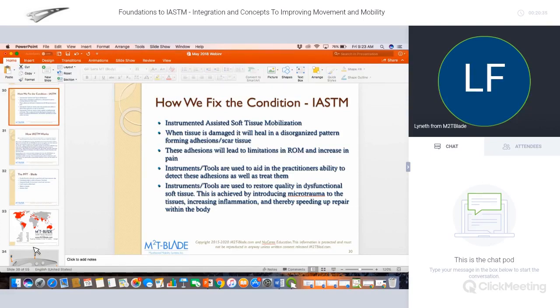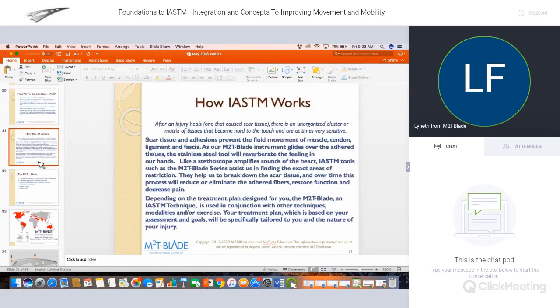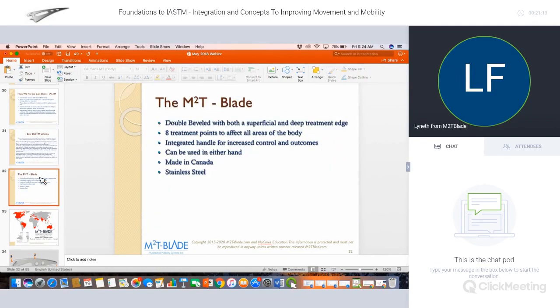These instruments and tools are used to aid practitioners' ability to detect these adhesions as well as treat them. So with the instrument, we actually use it as an assessment tool and a treatment tool. So how does it actually work? Scar tissue adhesions prevent the fluid movement of muscle, tendon, ligament, and fascia. As the M2T-Blade instrument glides over the adhered tissues, the stainless steel tool will reverberate the feeling in our hands, like a stethoscope amplifies the sound of the heart. Instrument-assisted soft tissue mobilization tools will help us in finding the exact areas of restriction. They help us break down scar tissue, and over time, this process will eliminate or reorganize adhered fibers, restore function, and decrease pain.